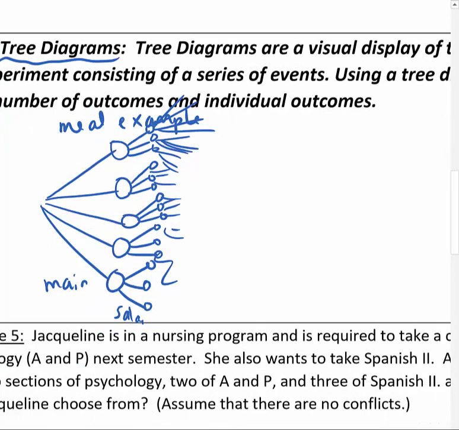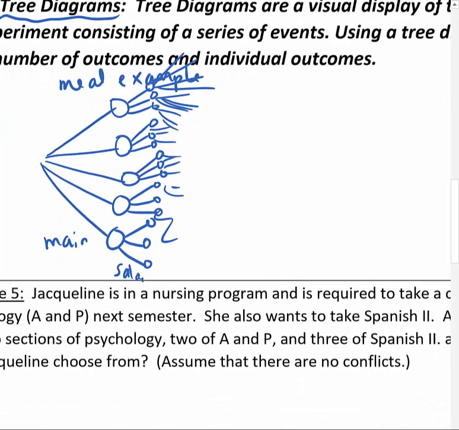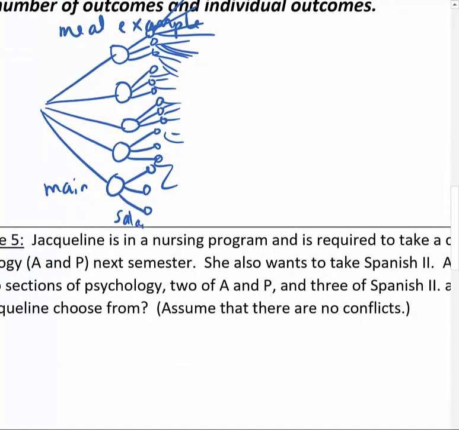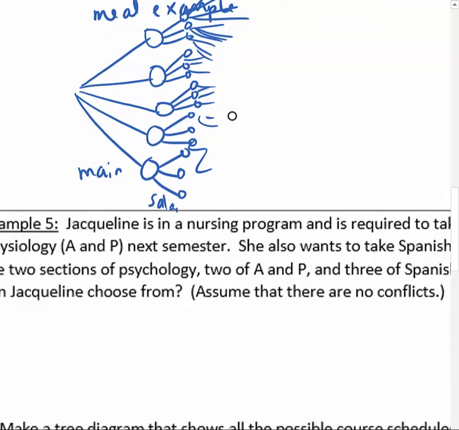You show a branch for each of the options for the first event, and then from each of those branches, you should have an option for the second event, and then on and on and on. And then you can calculate probabilities a little easier, or you can calculate the number of options easier.